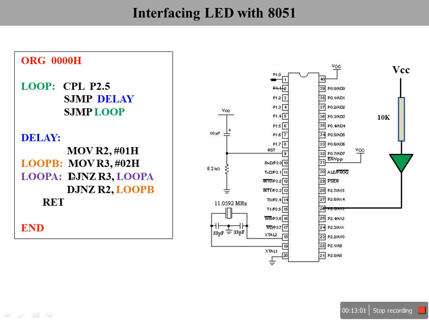So this is how we'll be interfacing LED, and this is the hardware, and this is the code. Once we convert this code into hex file, that hex code can be burned into a ROM, and this particular application will be blinking LED with a given delay. So this I'll show you how we can execute in Keil software.